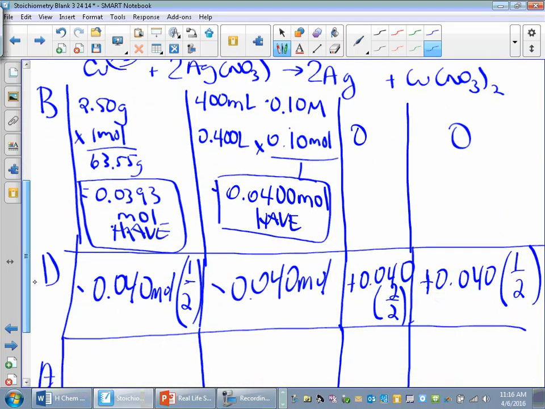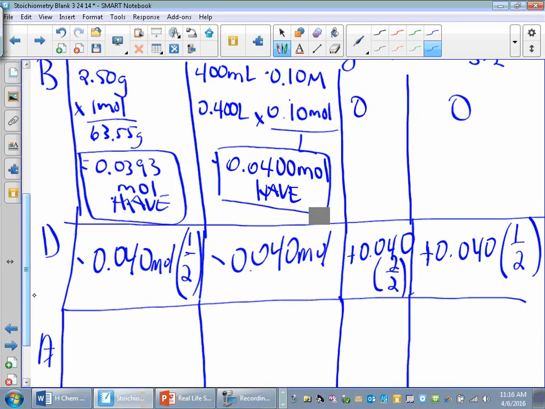So when you get to your during part, you should be subtracting 0.04 moles from the silver nitrate. That gives you 0 after. And then the before the reaction, 0.0393 moles of the copper gets subtracted by a ratio of 1/2 because there's 1 copper for every 2 silver nitrates. So that's why I have the ratio of 1/2 here.